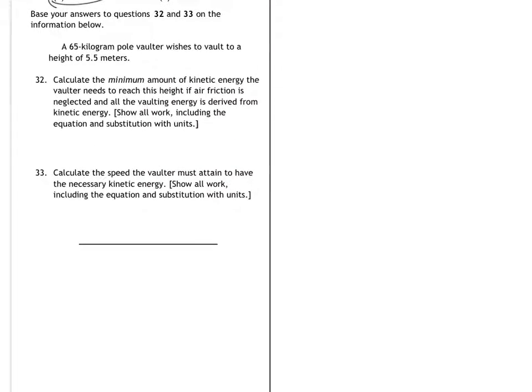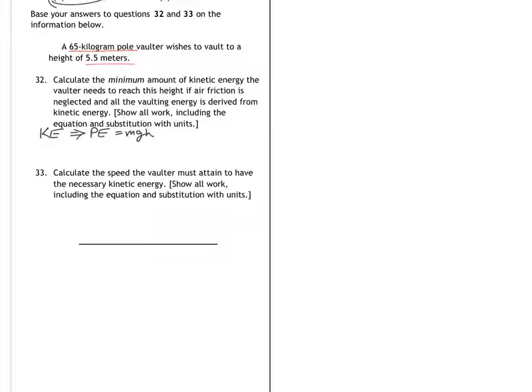Alright, so for 32 and 33, they're related. We have a 65 kilogram pole vaulter, and she wants to vault to a height of 5.5 meters. So we need to do two things. Firstly, in order to do number 32, we need to understand that the amount of kinetic energy that she needs to have right before she vaults is going to be equal to the potential energy that she has at the top of the arc of her flight. So I'm going to solve for her potential energy at the top of the arc of her flight, and I'll sort of circle that back, and then that will become her kinetic energy.